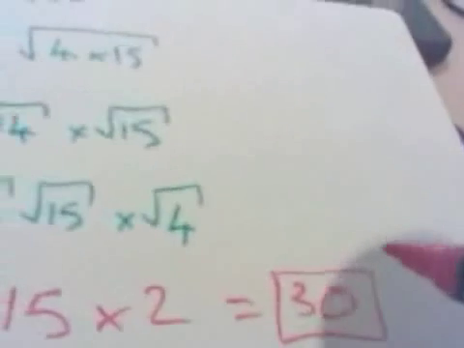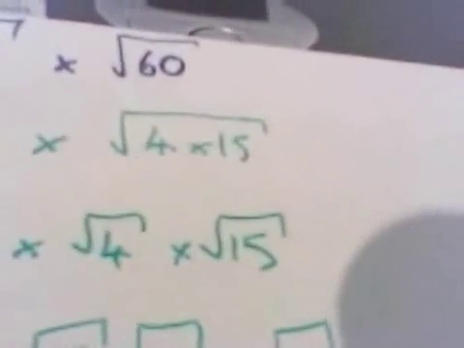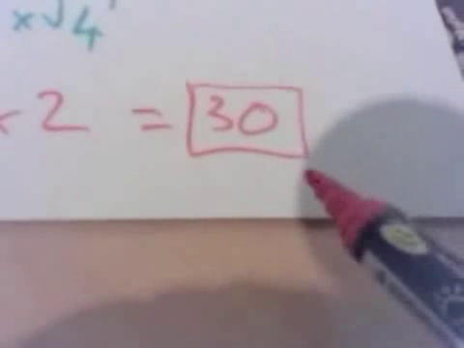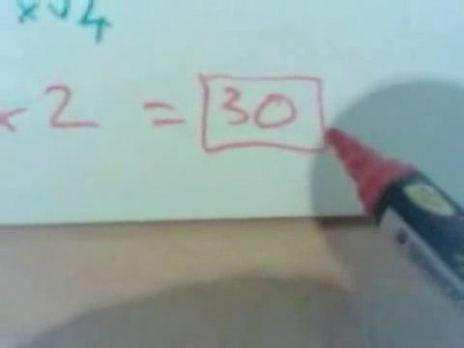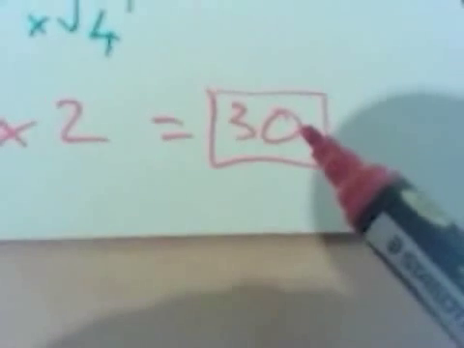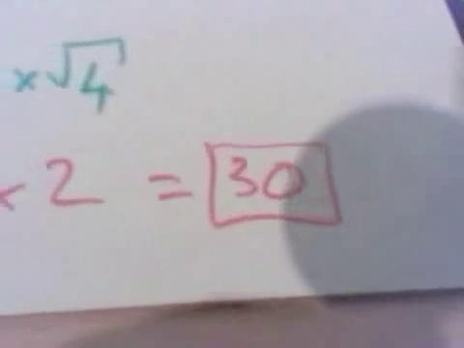Now the interesting thing here is that root 15 is an irrational number, so is the square root of 60, and yet 30 is a rational number rather than irrational. So you can get two irrational numbers that multiply together to give a rational.